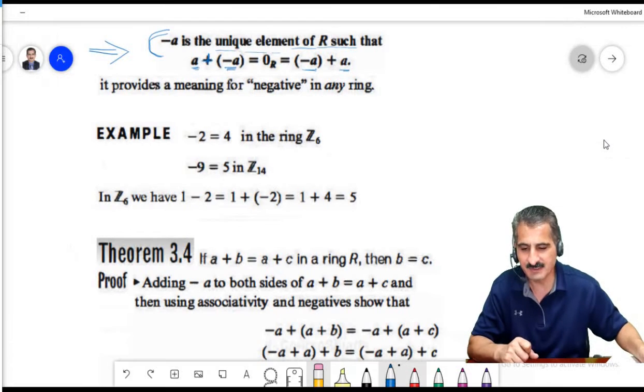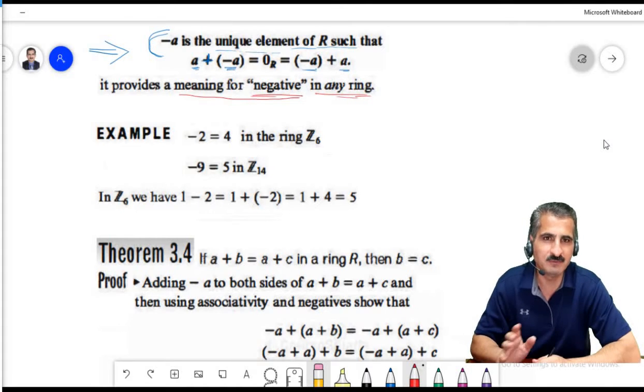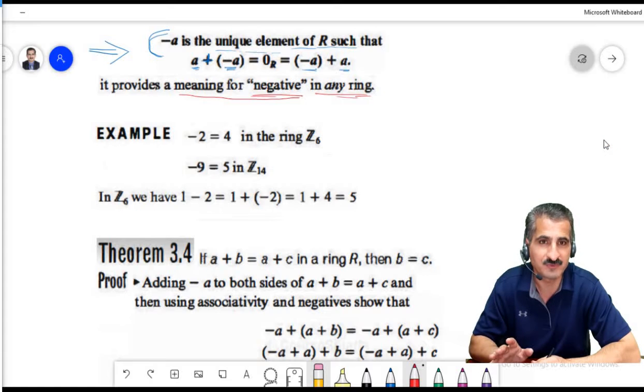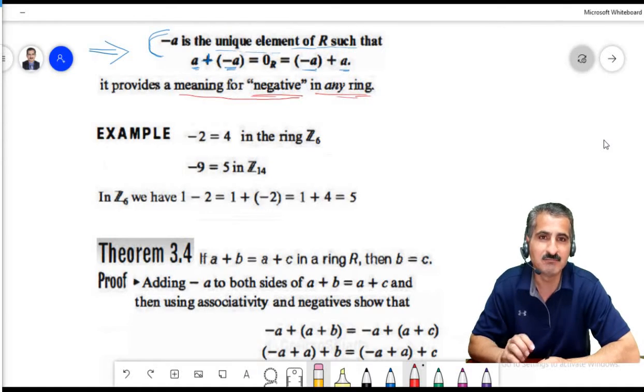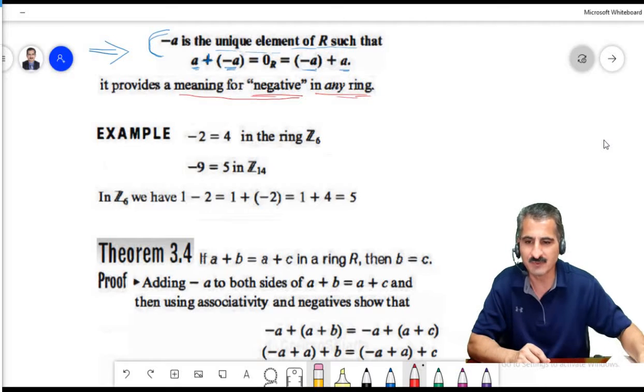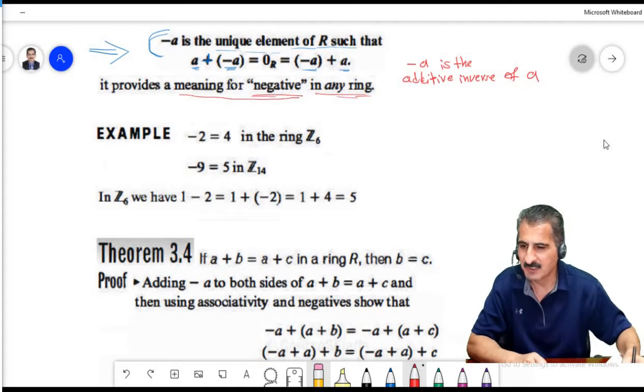So in here it says now this provides a meaning for a negative in any ring. So from now on we will say negative a, but we don't mean a negative image, we mean the additive inverse. Okay, but instead of always saying the additive inverse of a, and repeating that, we will just say minus a. So it is a matter of notation. So I will emphasize that here. Minus a is the additive inverse of a. Good. Here again, this is our example.